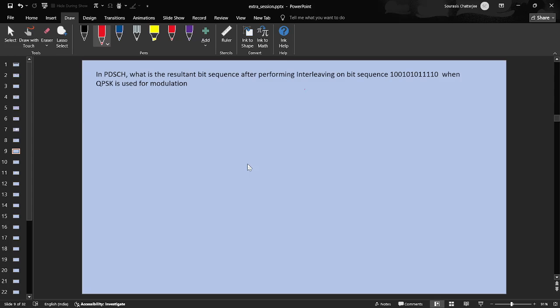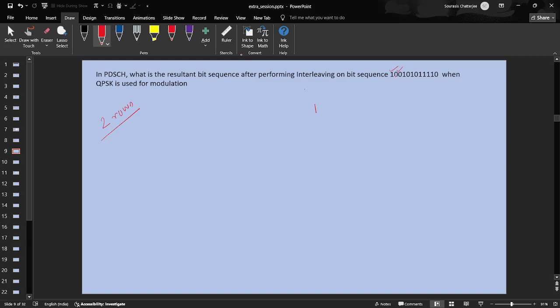For QPSK, we need to divide it into two rows, and then we'll be interleaving in row and column. First of all, it is QPSK, so it should be two rows. And how should I read them? For example, the first element goes here. Where does the second element go? No, no, no. First we need to divide it in two halves. So total how many bits are there? 12 bits are there. So first 6 will be one row, second 6 will be one row. Then we'll be doing it one row, one column.